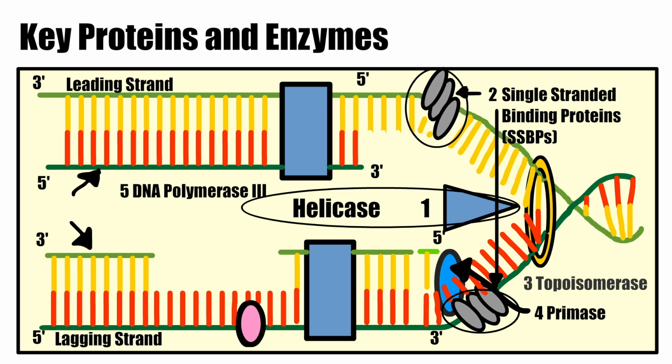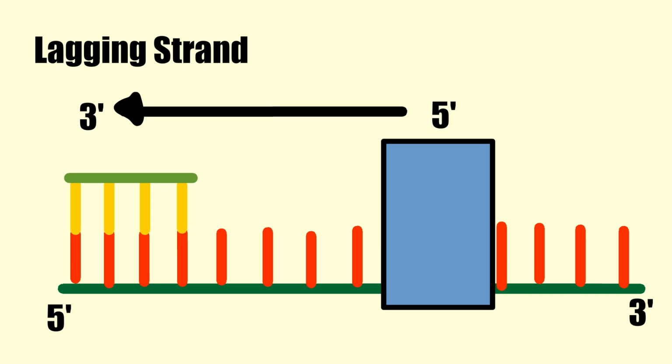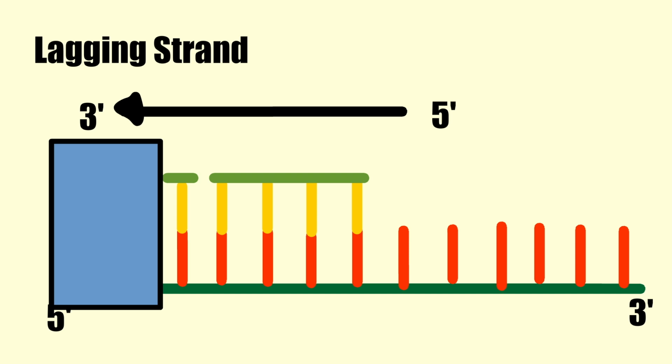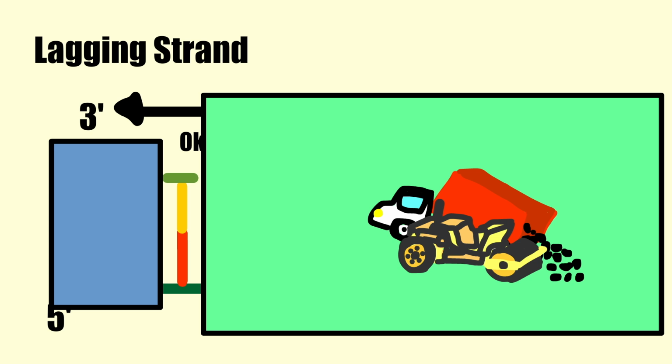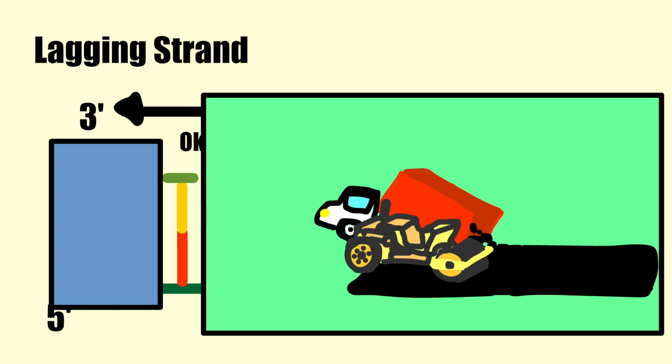Now, the lagging strand runs in the opposite direction, from 5' to 3' relative to the replication fork. This is where things get a little trickier. Since DNA polymerase III can only add nucleotides in the 5' to 3' direction, it can't directly replicate the lagging strand, much like trying to build a road against the flow of traffic. Instead, the lagging strand is synthesized in fragments, which we call Okazaki fragments. Think of it like a construction crew building sections of a road backwards. They lay down a piece of road, then stop, go further back, and then lay down another piece.